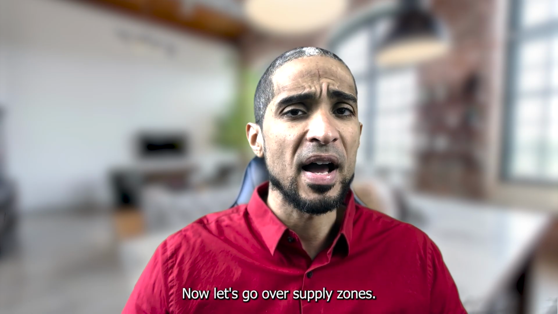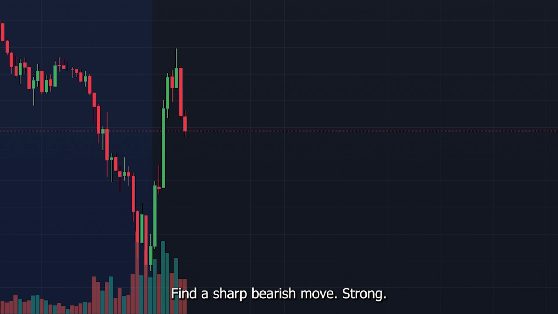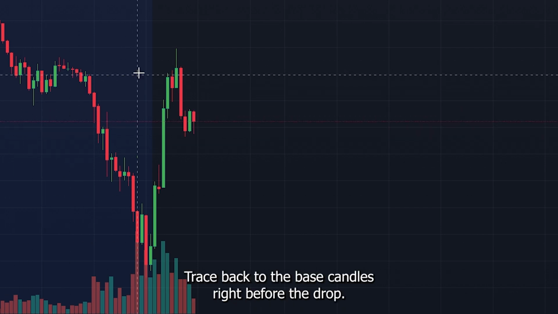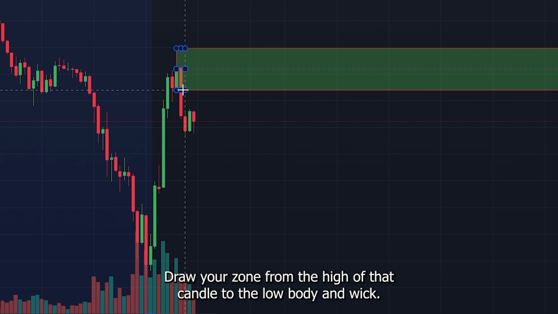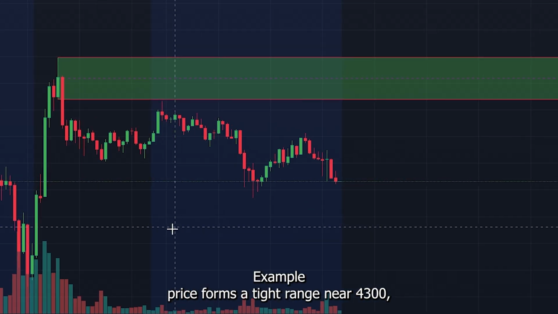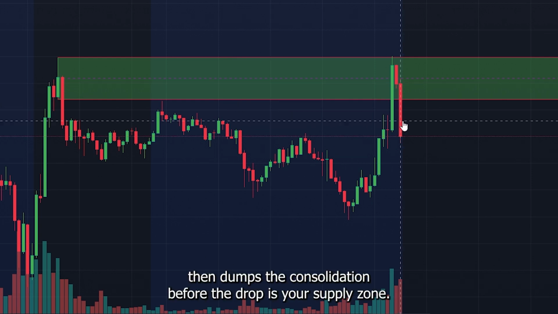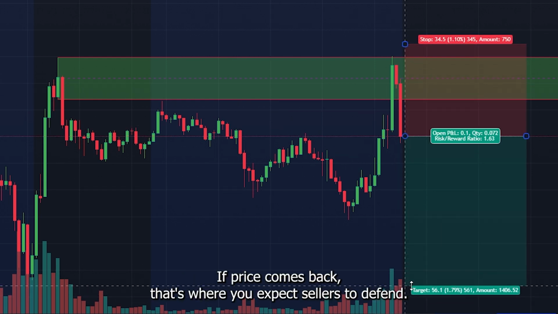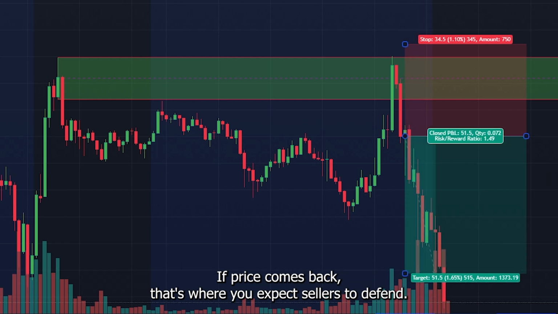Now let's go over supply zones. Find a sharp bearish move, strong, fast sell-off. Trace back to the base candles right before the drop. Draw your zone from the high of that candle to the low. Body and wick. That's your supply zone. Example, price forms a tight range near 4,300, then dumps. The consolidation before the drop is your supply zone. If price comes back, that's where you expect sellers to defend.